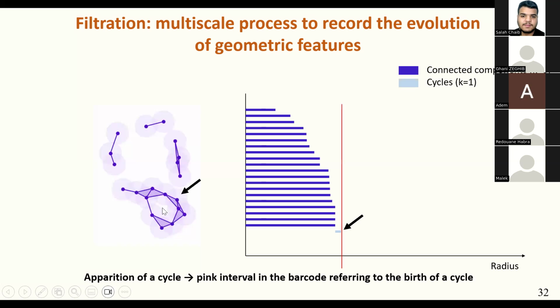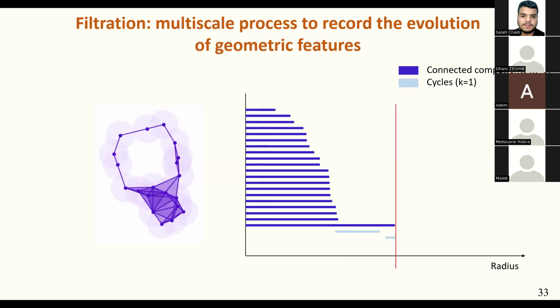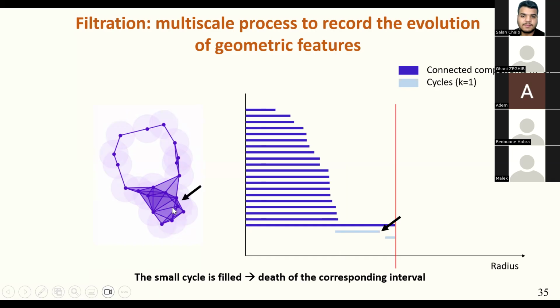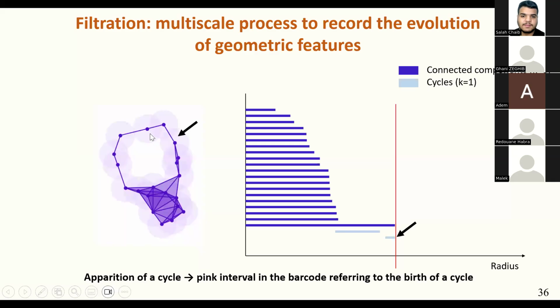And what we observe more is the appearance of a little cycle here that is represented by this bar in the barcode. As we increase a little bit more, at this step of the filtration, all points are connected. So we have one connected component that is represented by this interval that will persist all along. The cycle that appeared in the filtration before disappears, so we stop the interval, and we see that another, bigger cycle appears, represented by this little interval on the barcode.